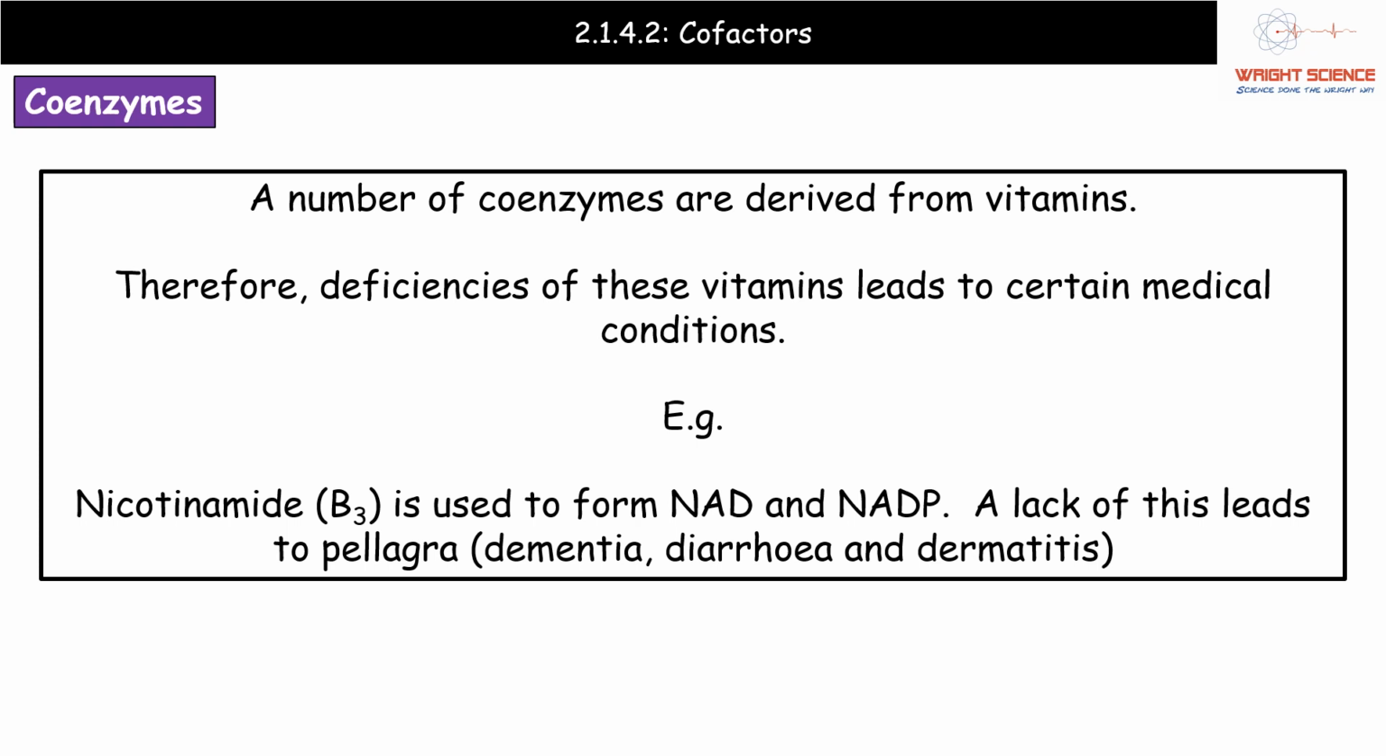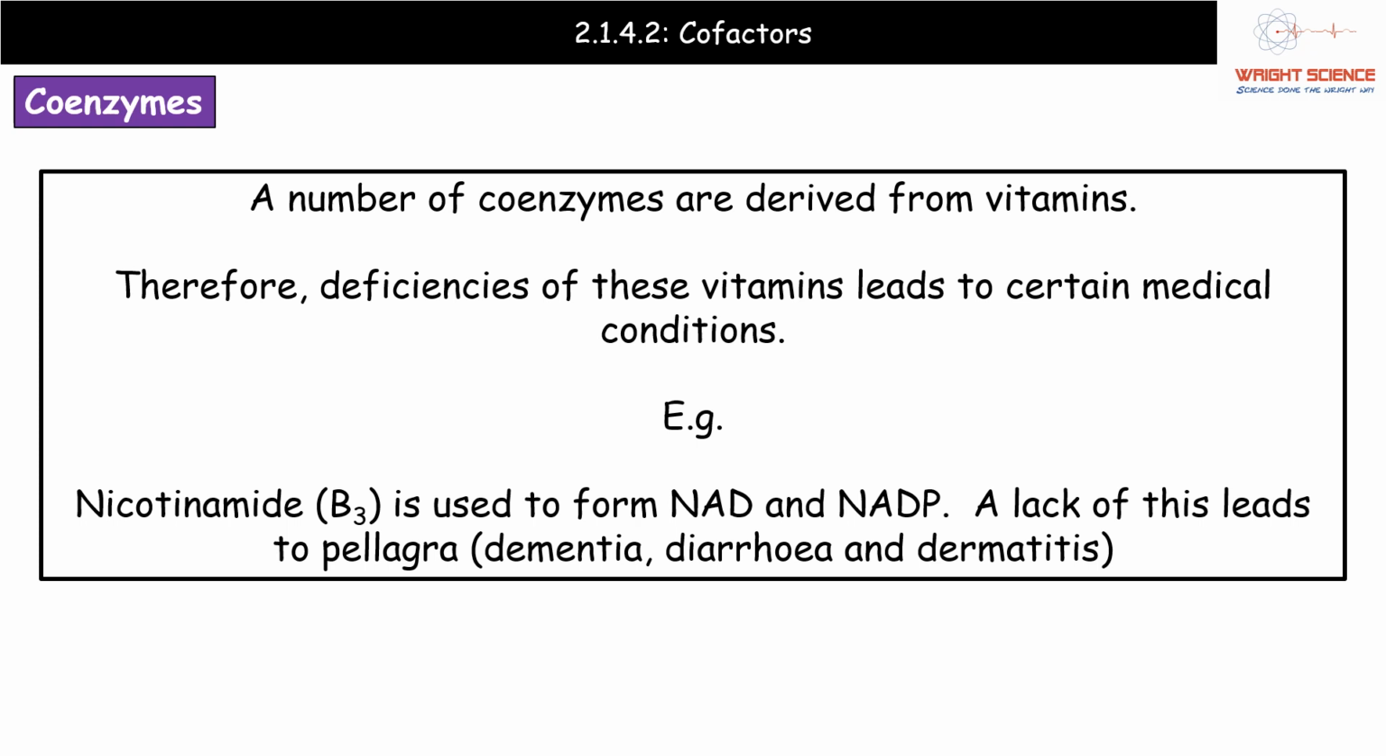If we have a lack of vitamin B3, the nicotinamide, in our diet, then what's going to happen is we're not able to form the right amount of those coenzymes, and therefore we're going to suffer with a condition called pellagra. Now, the sort of symptoms that we get there are things like dementia, diarrhea, dermatitis, and you will see why it's quite wide-ranging when you understand a bit more about what the coenzyme is used in.